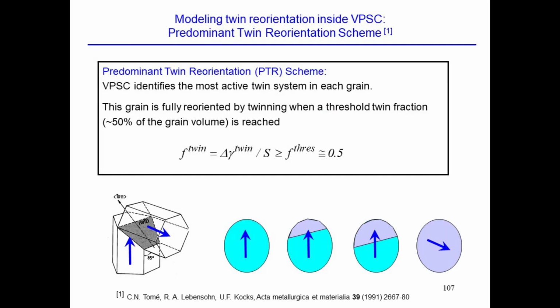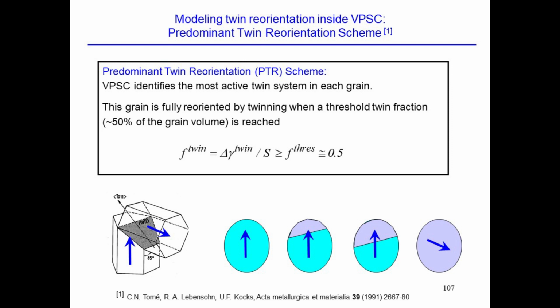So how do we model twinning? Well, I'm going to describe 3 different ways in which we treat the modeling of twins. The first one is the predominant twin reorientation scheme, which we proposed many years ago. Here I show the crystallographic orientation between the twin and the parent grain at 85 degrees. The way that this scheme works is VPSC identifies the most active twin system in each grain, the twin system with the highest shear or shear rate, which is given by the calculation. The calculation computes a shear rate over all the systems, and it identifies which twinning has associated the largest shear rate. So you assume that is the predominant twin in that crystal, and you are going to reorient that twin.